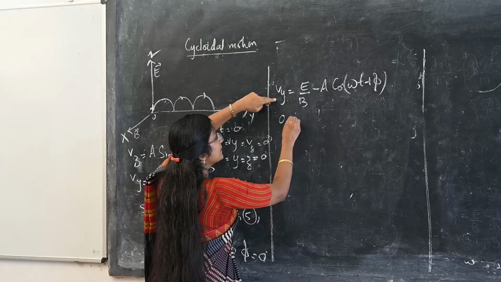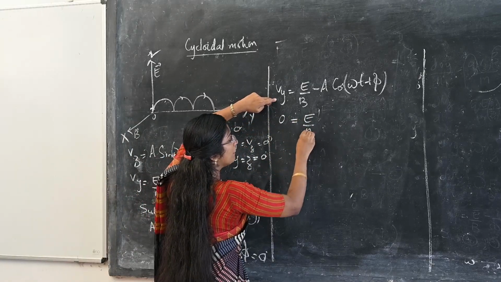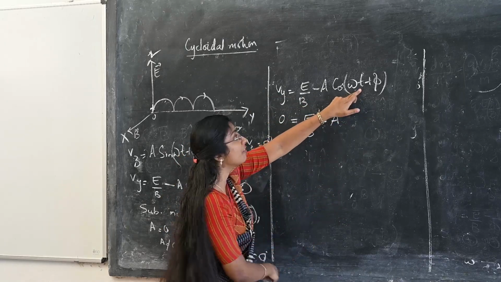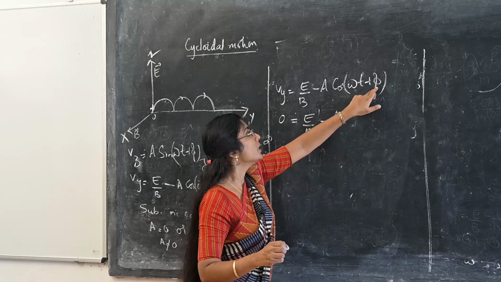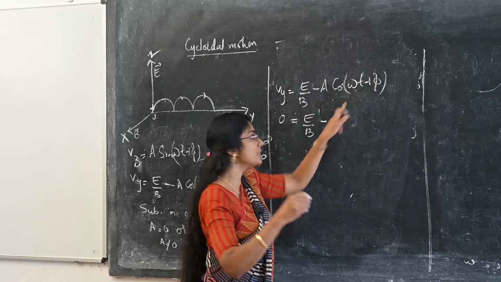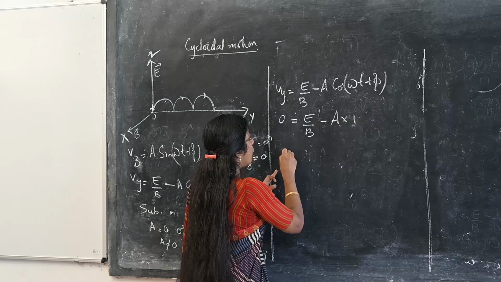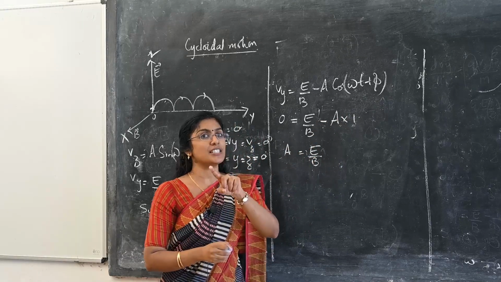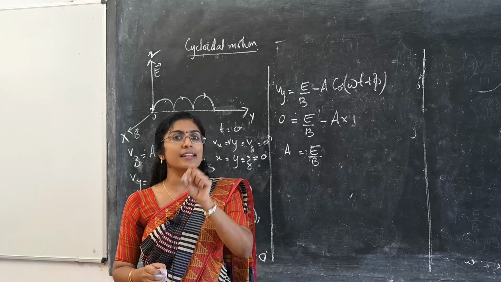So that I get 0 is equal to E by B minus A cos, my t is 0 and I have got phi to be 0 just now. So that this whole thing becomes 0. What is cos 0? Cos 0 is 1. So I get into 1, or A is equal to E by B. Now we have determined both the unknowns in Vz and Vy.